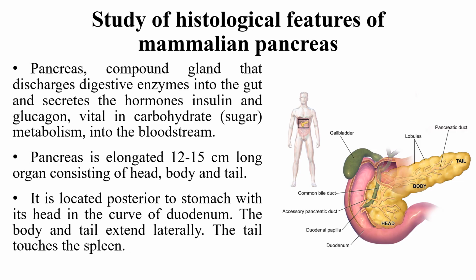In this session, we shall consider the study of histological features of mammalian pancreas. The pancreas is a compound gland that discharges digestive enzymes into the alimentary canal or gut and secretes hormones such as insulin and glucagon, which are vital in carbohydrate, specifically glucose metabolism, into the bloodstream.